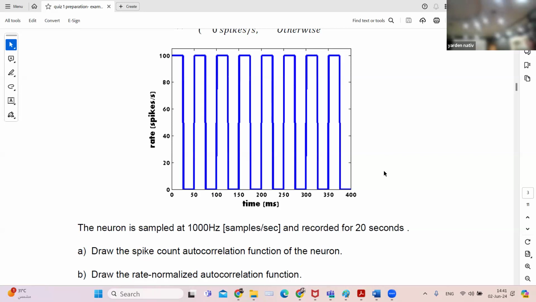Is it equal to 25? No, so it should be 0. Again, I'll just write here so it will be organized. From 0 to 25, it's 100. From 25 to 49, it's 0. From 50 to 74, it's 100. From 75 to 99, it's 0. So here we don't know the probability, right? This is the rate.